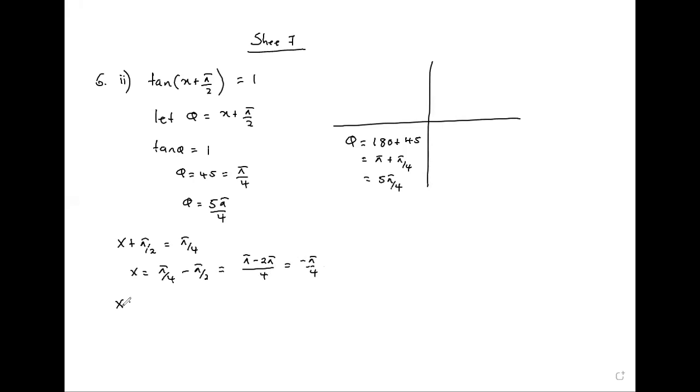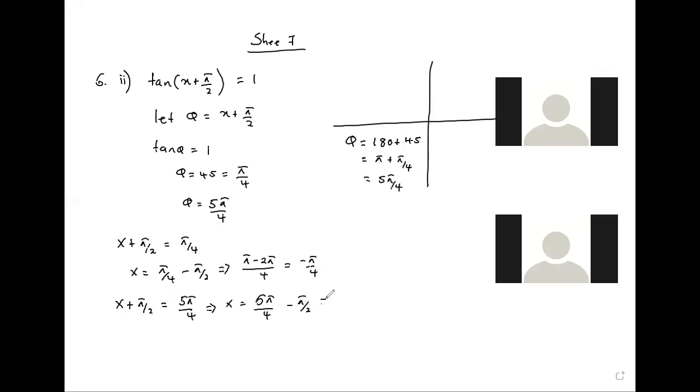So we got the next: x plus pi over 2 is equal to 5 pi over 4, which means x is equal to 5 pi over 4 minus pi over 2. This is 5 pi minus 2 pi over 4, which is equal to 3 pi over 4.